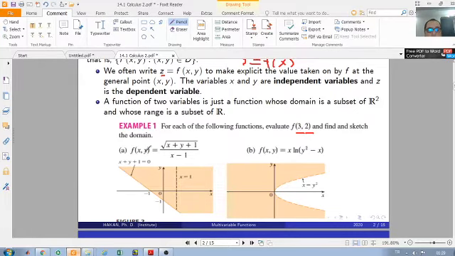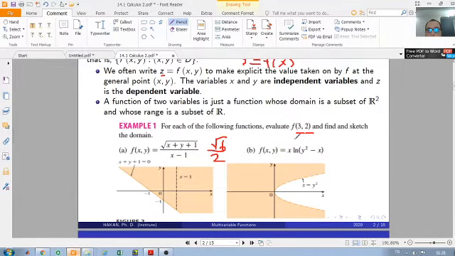So the number 3 is written for x, so we have here 3 plus 2 becomes 5, plus 1 becomes square root of 6, and when we write 3 for x we get 2 in the denominator. So the value of f at this point is square root of 6 over 2.